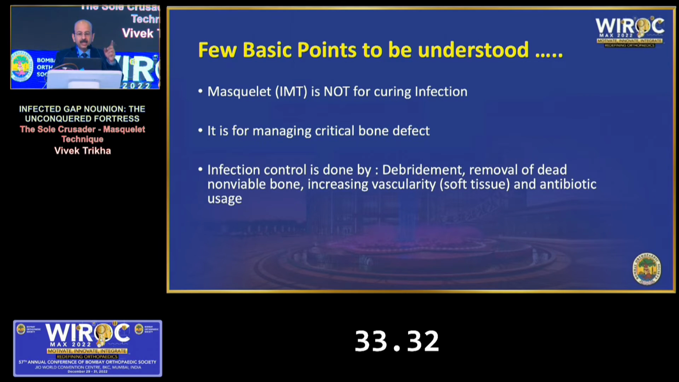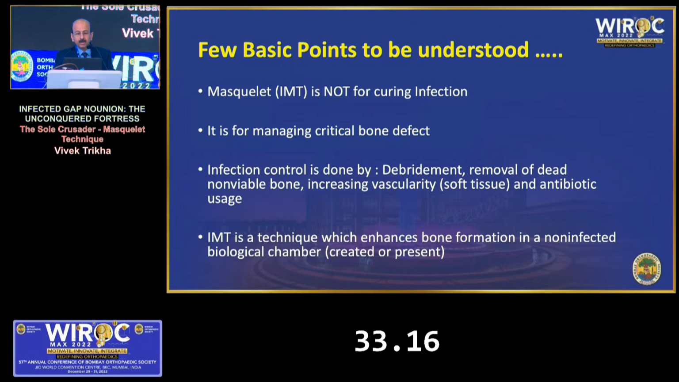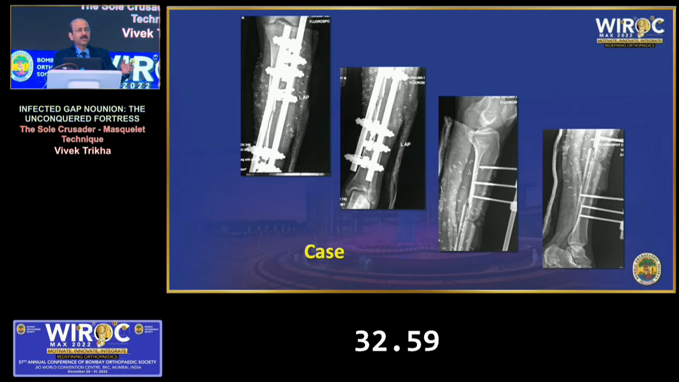Infection control depends only and only on debridement, removal of dead bones, soft tissues, increasing the viability and the vascularity, along with antibiotic usage. So Masquelet will, along with the debridement, give you cure of infection. It will enhance the bone formation in a non-infected biological chamber, which you can create in an infective non-union, or if it is an open fracture with a critical bone defect, you can get it present already.